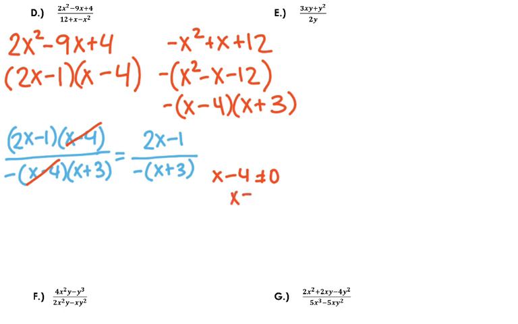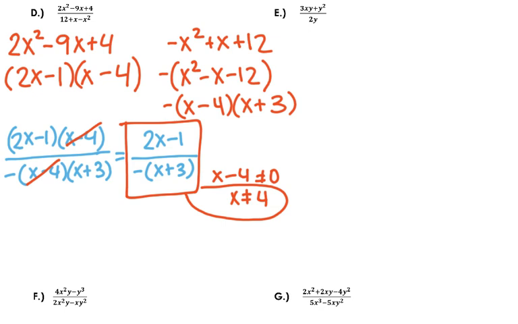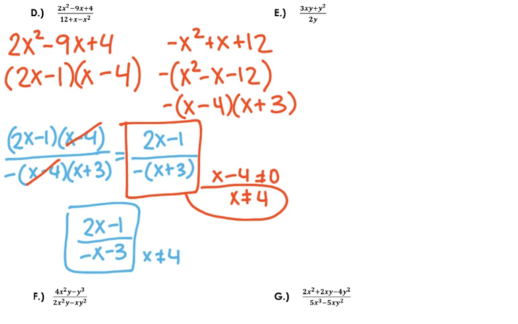So in this case, x is not allowed to equal 4. So you can leave your final answer like this as long as you specify that x is not allowed to equal 4. We also notice that x is not allowed to equal negative 3, but again, that is implied, so we do not have to explicitly write that out. If you wrote your answer like this, this would also be full credit.